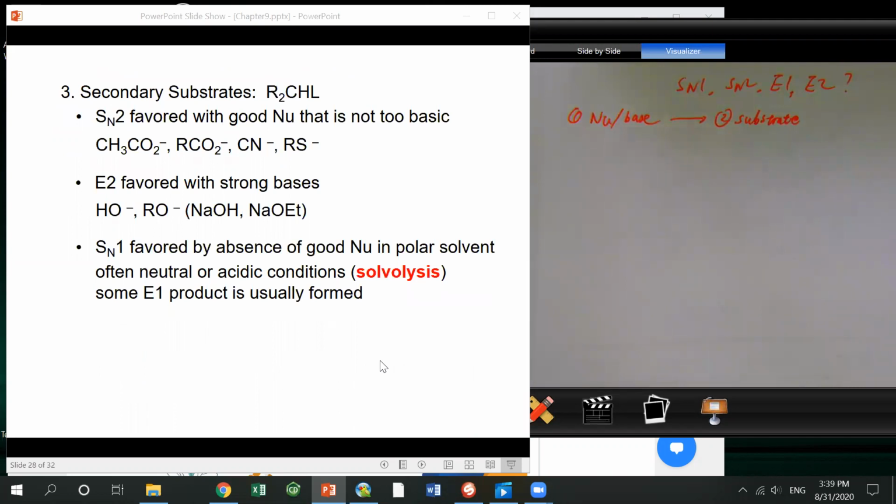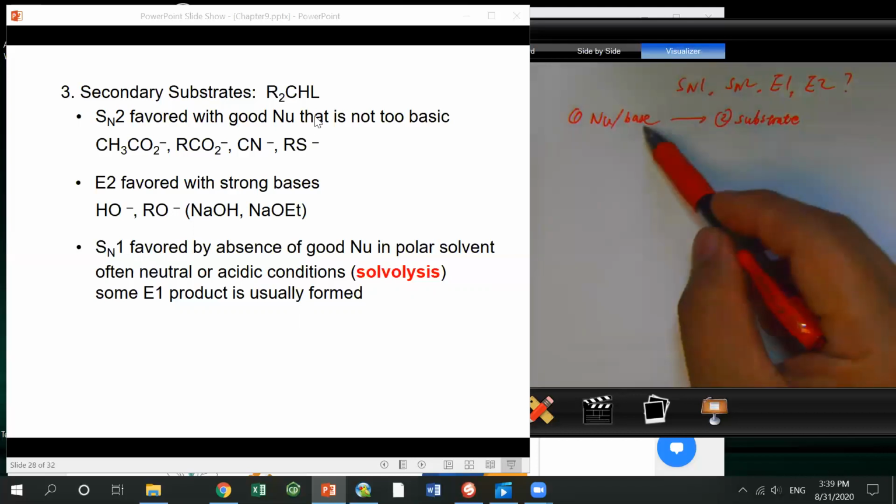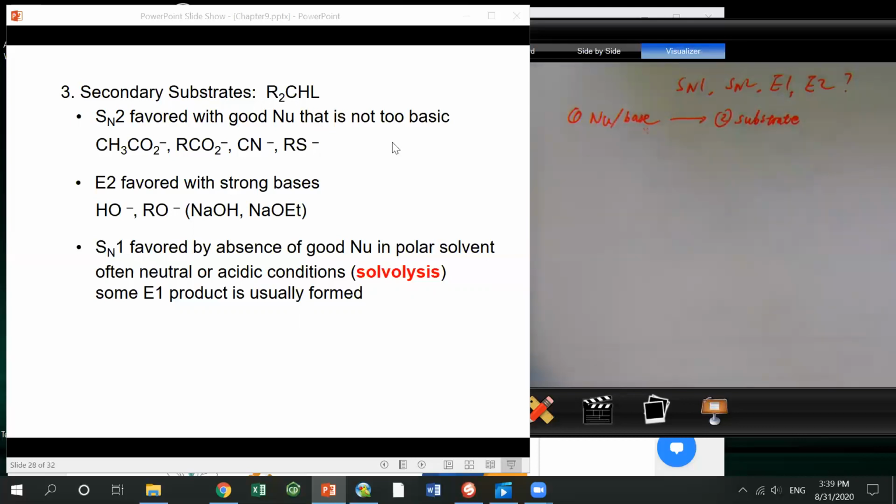All right, so now we come to the most difficult situation, the secondary substrate. In the secondary substrate case, you can have all four possible reactions, SN1, SN2, E1, and E2. So in this case, you have to look at the nucleophile. If it's a good nucleophile but weak base, like these guys, then you have SN2 reactions. And if you have a strong base, no matter whether a good nucleophile or not, you have E2 reactions. And for the SN1 and E1 reactions, you only have weak nucleophile, weak base, so normally neutral conditions.